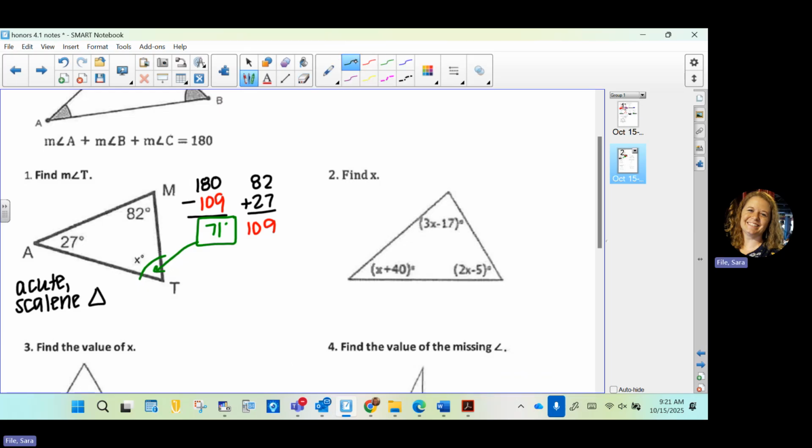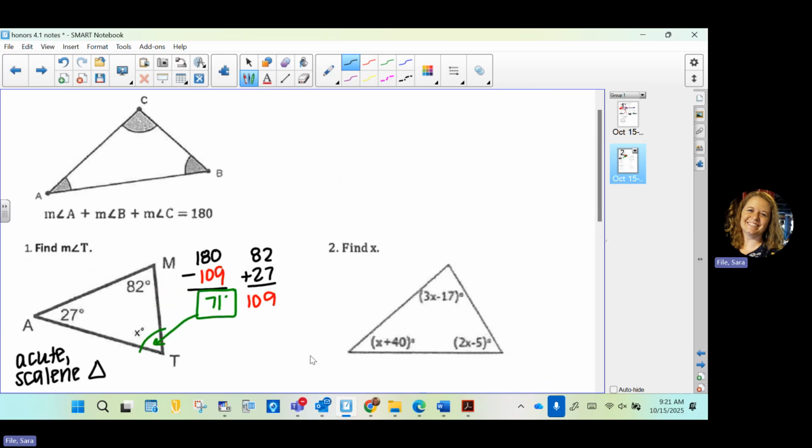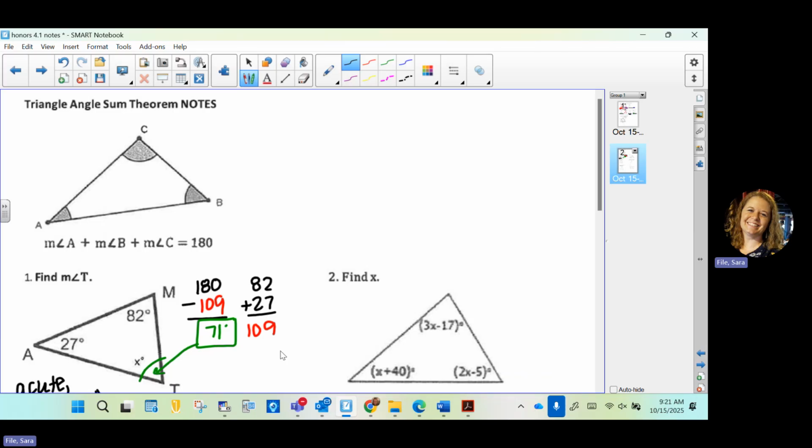Yep, so I'm going to set those up. All three of those are going to add to 180, and I'm going to do this in this space above here where I've got more room. So I'm going to set 3x minus 17 plus 2x minus 5 plus x plus 40. And all of that together should equal what? 180. And I'm just writing it on the left because I ran out of room on the right. You could write it to the right if you have space.